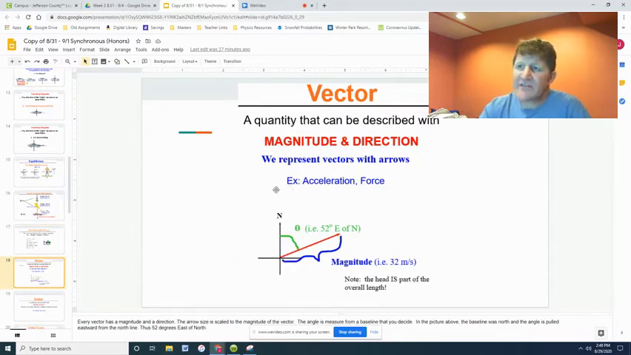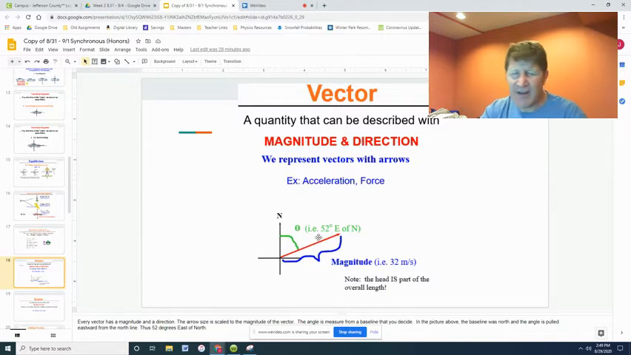So then vector is a quantity that can be described by magnitude and direction, such as force. And again, we use arrows to describe their magnitude and direction. The longer the line is, the greater the magnitude, the stronger the force, if you will. And then we also need to be careful about the angle of that force.